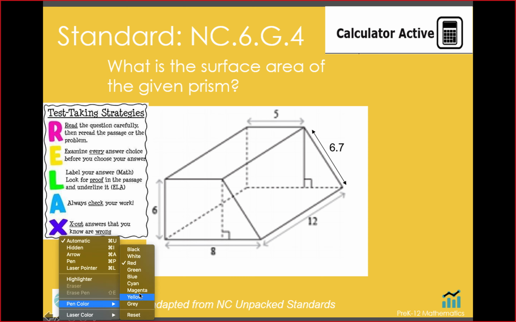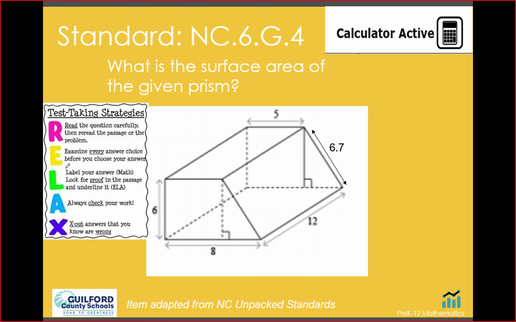So read the question. What is the surface area of the given prism? So we're finding surface area. I always mark up my questions. Surface area is very important because if we were finding a perimeter or something, it would be different. So we need to know this is surface area and this is a prism.